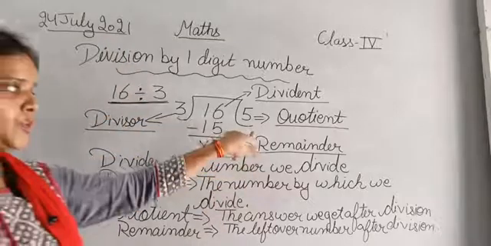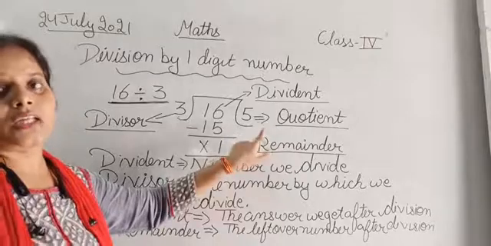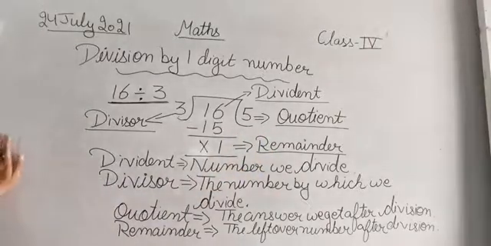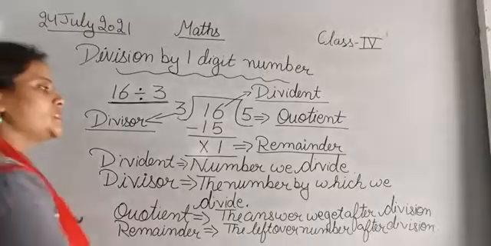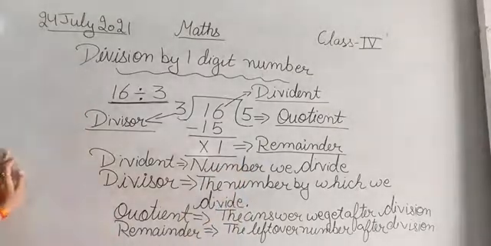Next is quotient. The answer we get after division is known as quotient. Last is the leftover number which is not divisible by any other number, known as remainder.